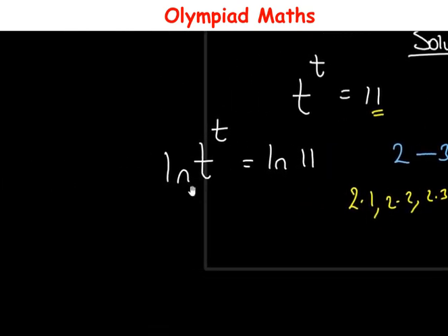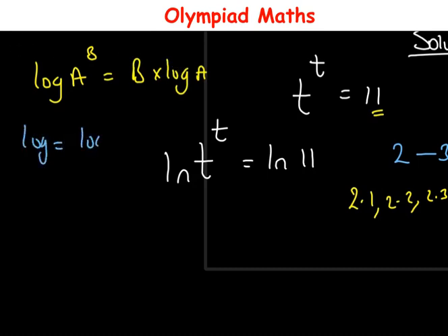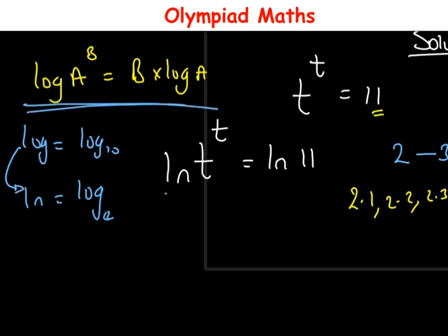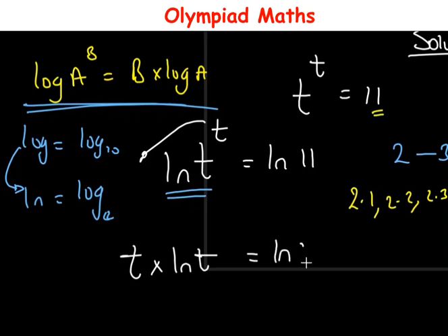Now with this, we can then apply this rule of logarithm, that if you have logarithm of a raised to power b, this equals b times logarithm of a. And don't forget that log is simply logarithm to base 10, while ln is simply logarithm to base e, which means that we can apply the property of logarithm to natural logarithm. So applying this rule right here, this means that power t comes over to this side, then this becomes t times ln t, all equal to ln 11.